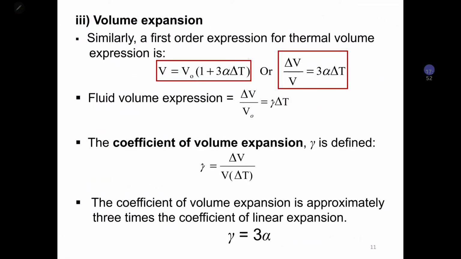Okay, so this one I already proved the equation. So you can simplify using this equation. Delta V divided by V0 is equal to 3 alpha delta T. So 3 alpha actually is equal to gamma. So you can substitute this one. So delta V over V0 is equal to gamma delta T. So the coefficient of volume expansion is defined by gamma equal to delta V over V0 delta T. Okay, clear?